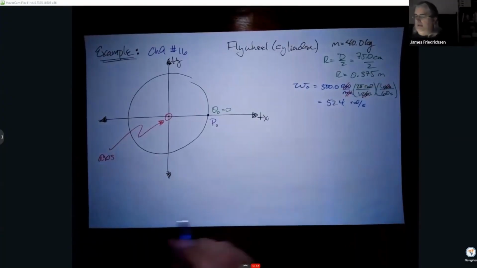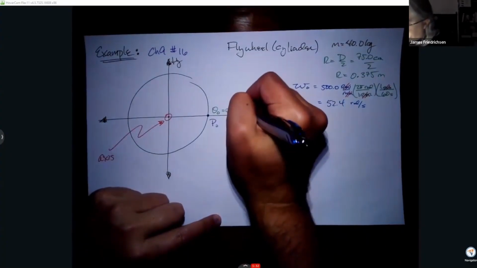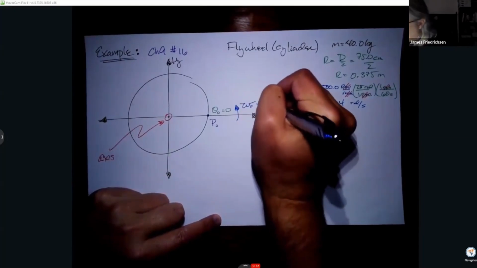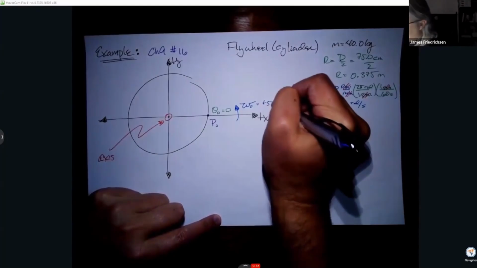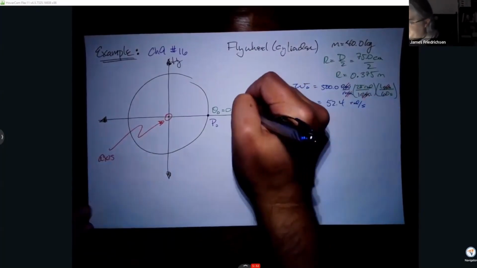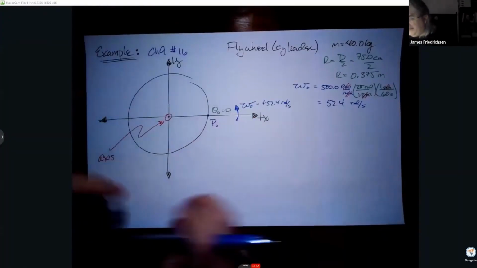There it is. Now I'm going to pick it to rotate in the positive direction. Plus 52.4 radians per second, like so. So I have my initial position and velocity.